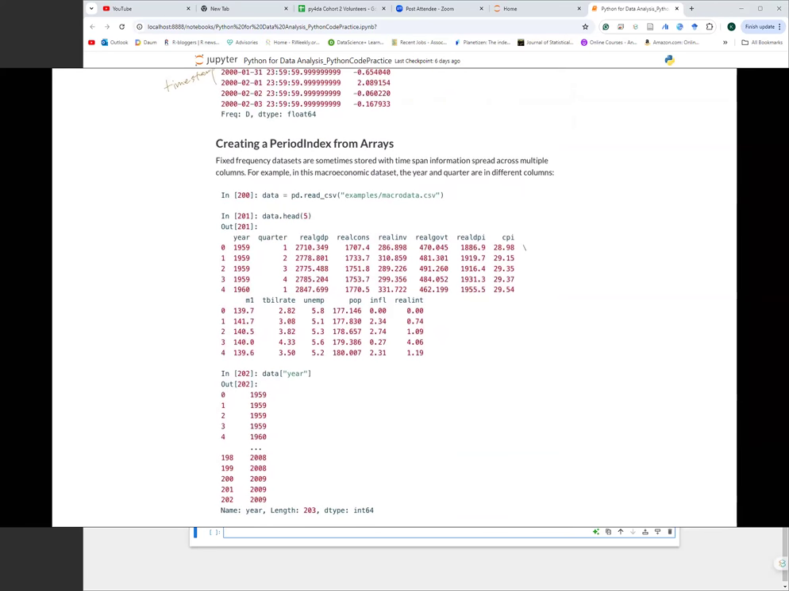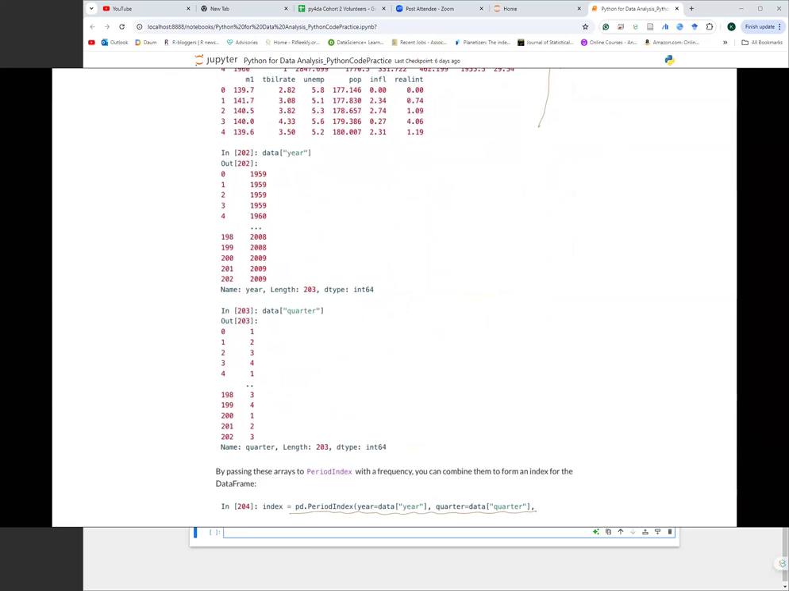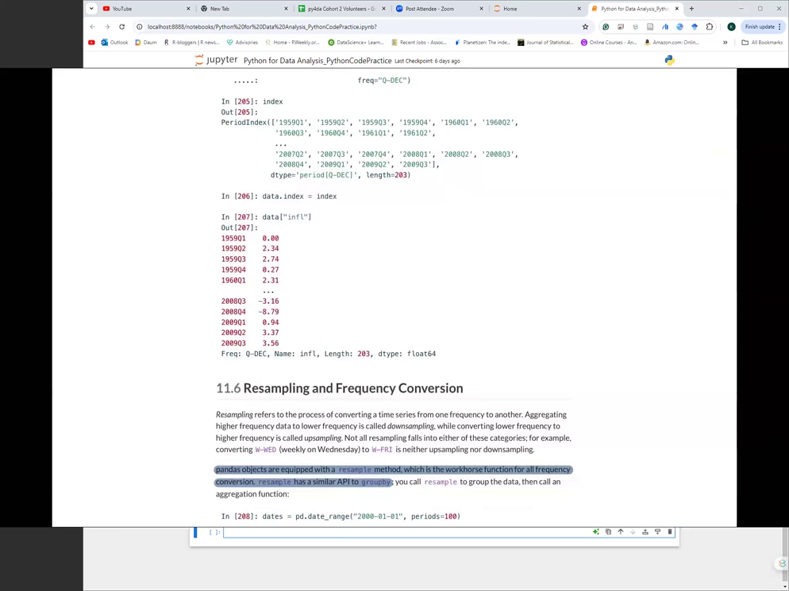And then creating the period index means if we have this kind of data frame in Python, we have a year and quarter in this case. By combining these two things together using the period index, we can get this kind of indexed data set. And based on this, we can use this index for the data, and then we can aggregate all of this outcome based on this quarterly indexing. This is how it works.